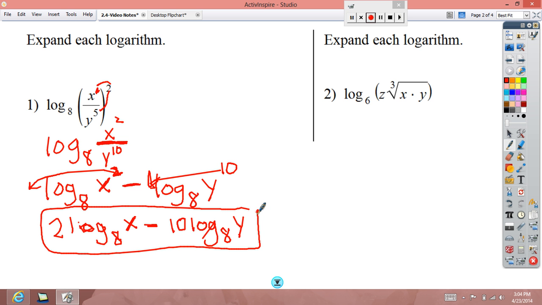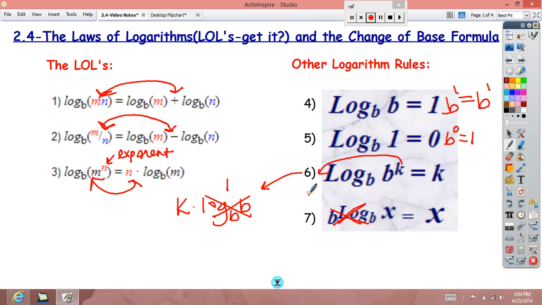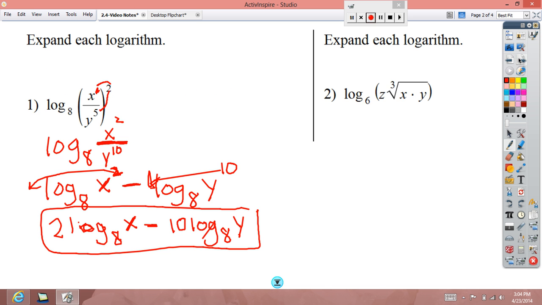Okay? So number 2, let's see here. I don't see any exponents right now, and I don't see any division, right? I see some multiplication, and I see this root, this third root. So we're going to have to deal with that. But I see this multiplication, so I think I'm going to use LOL 1, right? So we add here. And so this is why we did 2.1.